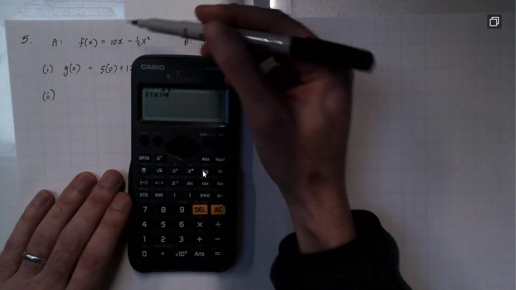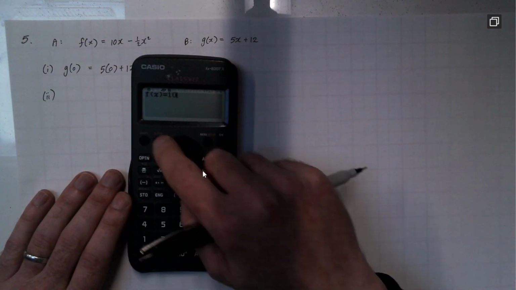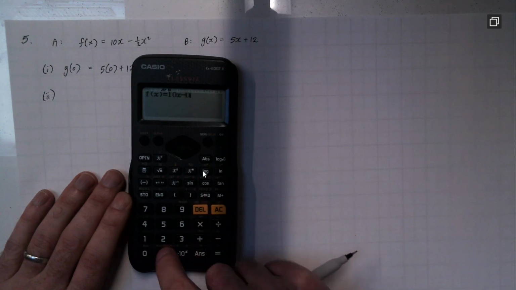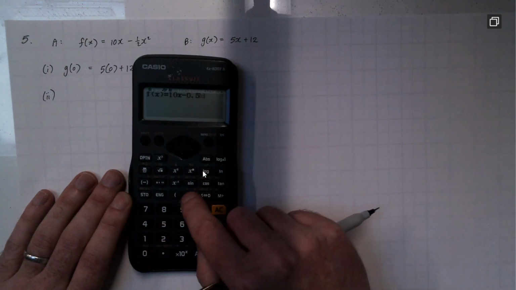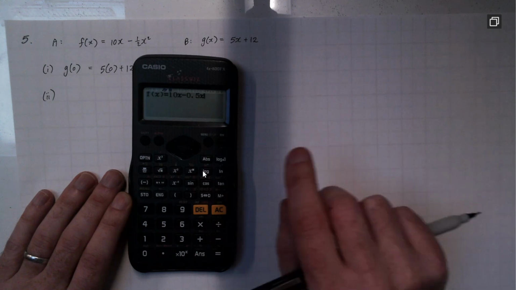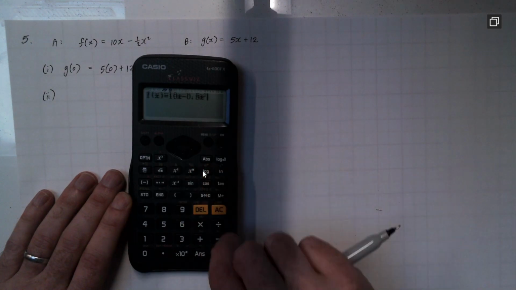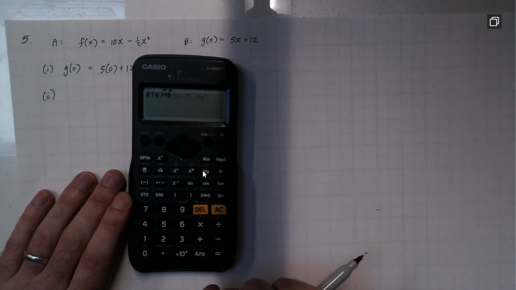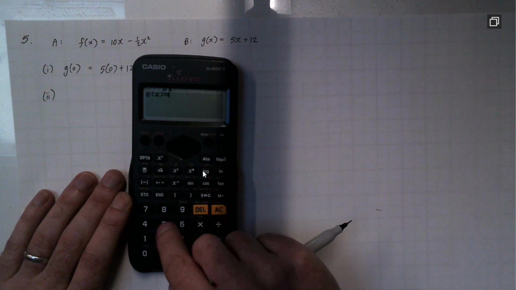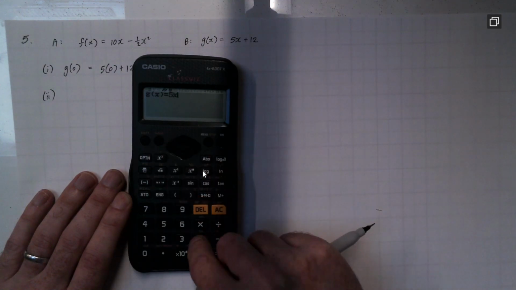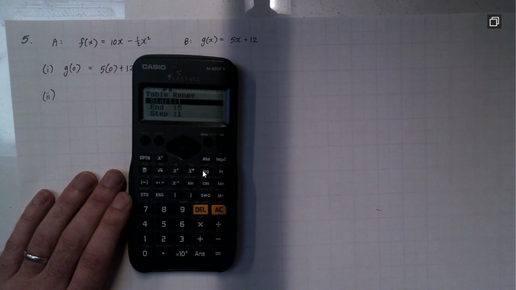First, the f of x: x minus 0.5 x squared, or half x squared, is 0.5. So f of x equals that. Now the g of x, which is the quadratic in x plus the constant, is entered as g of x.